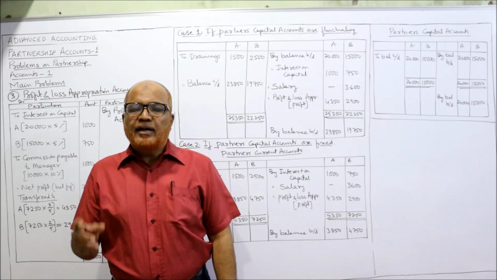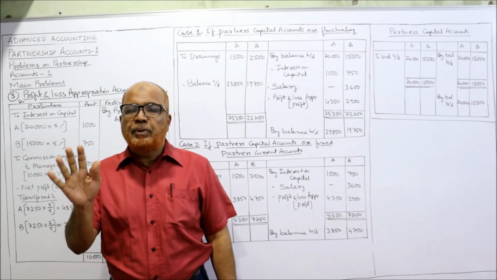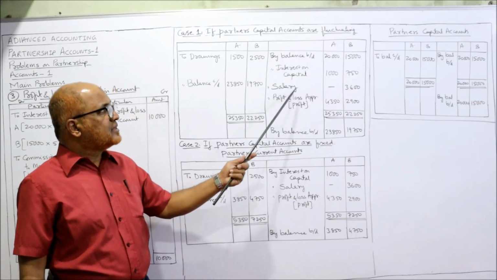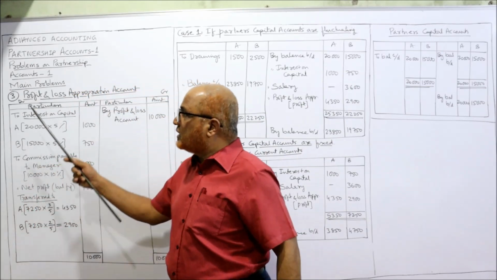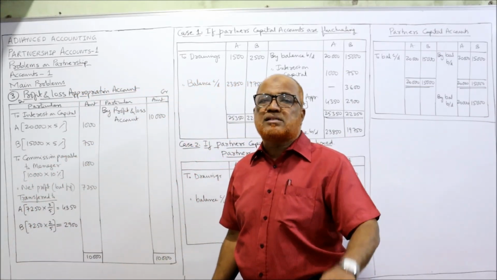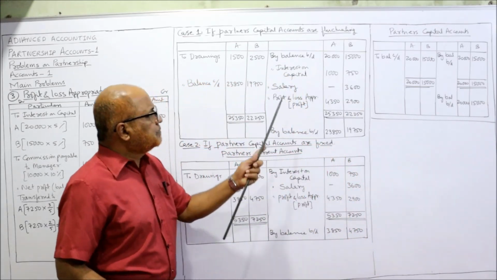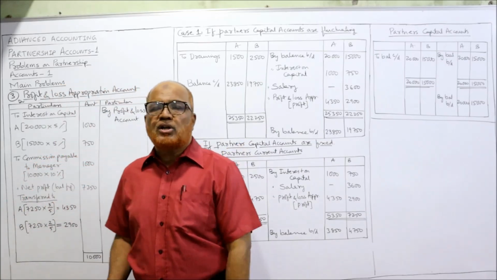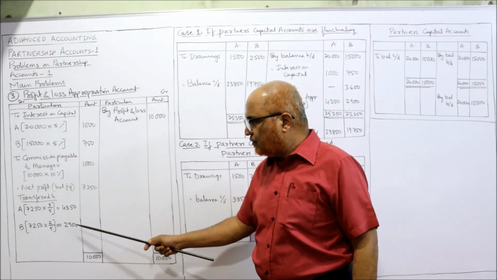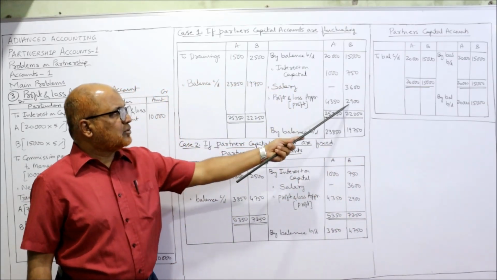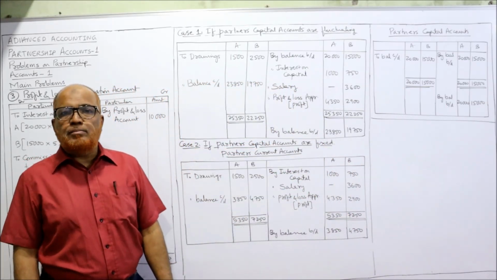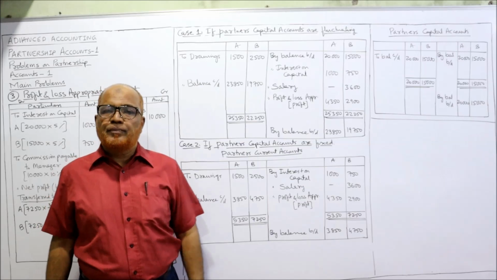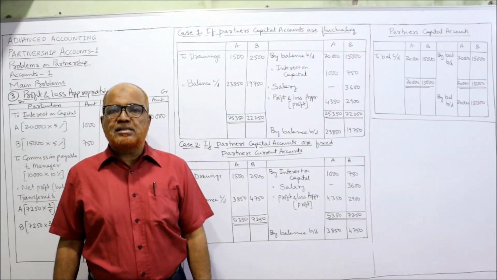Salary to B. It is given in the problem that the salary has not been withdrawn by the partner, so we should take it. Salary 3,600. Remember, we have not taken salary in the appropriation account because it is already taken in the P&L account. Now credit side, salary 3,600 to B. Now share of profit. How much share of profit are A and B getting? 4,350 and 2,900. Apart from that, the drawings made by A and B: A's drawings 1,500, B's drawings 2,500. That's all.